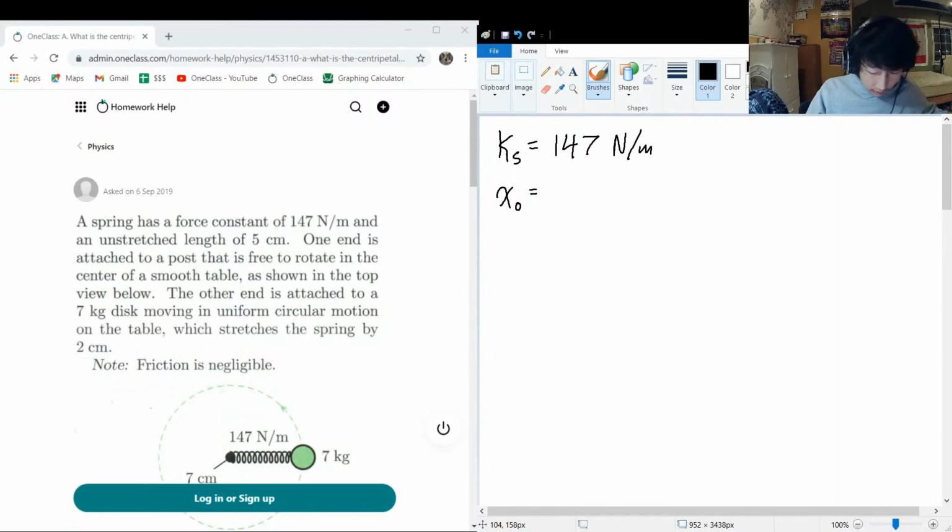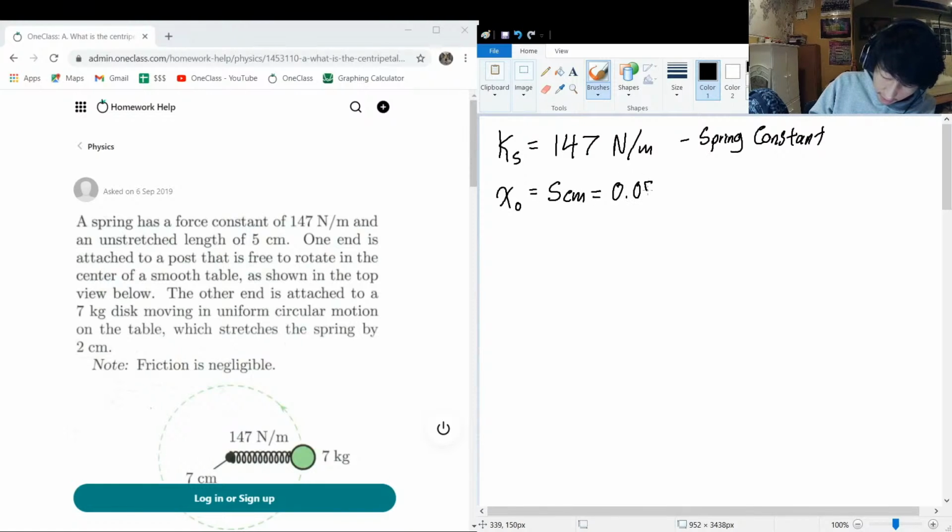Okay, so let's actually write out what these are. So this is the spring constant. And our unstretched length, 5 centimeters, let's write that instead as 0.05 meters. So this is the unstretched length.